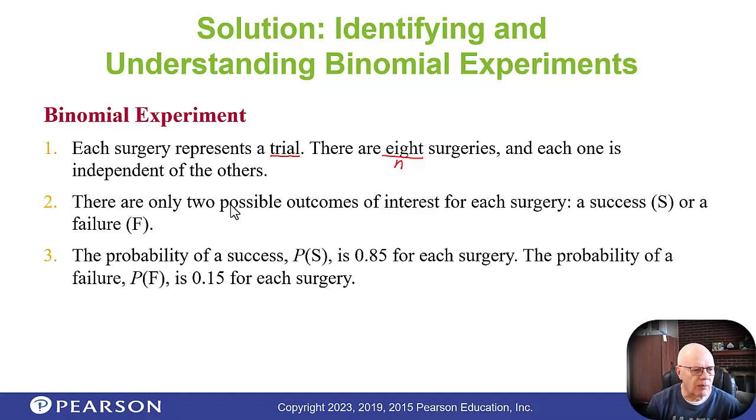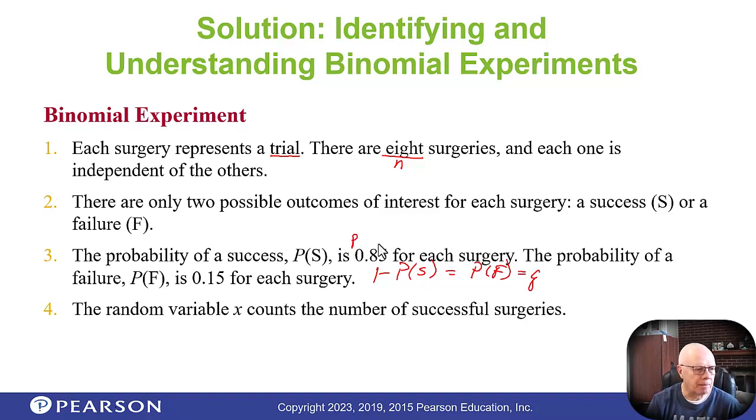And there's the probability of success, and 1 minus probability of success is the probability of failure, which we call Q, and this is P. And X is going to represent how many successful surgeries.